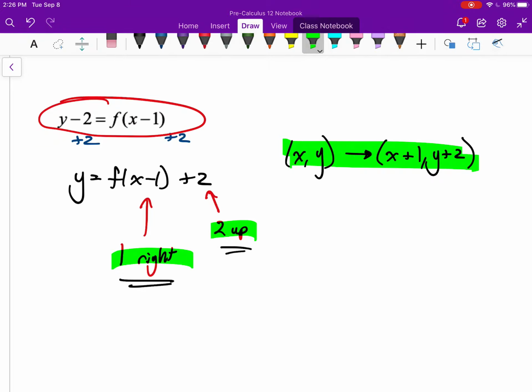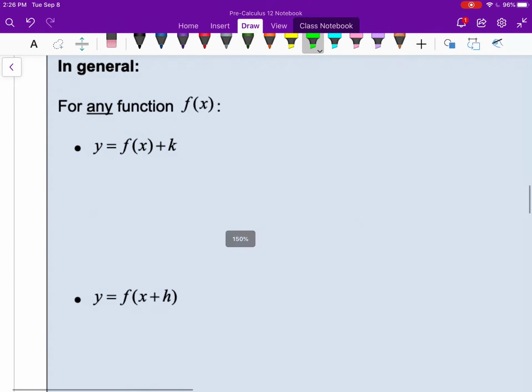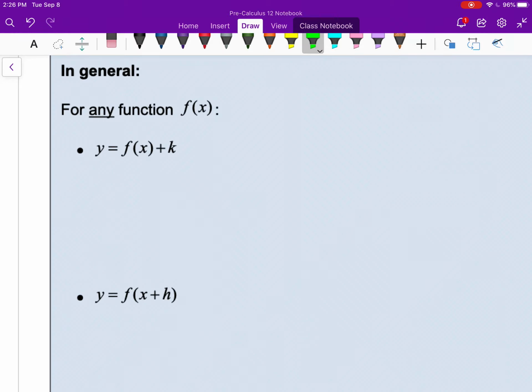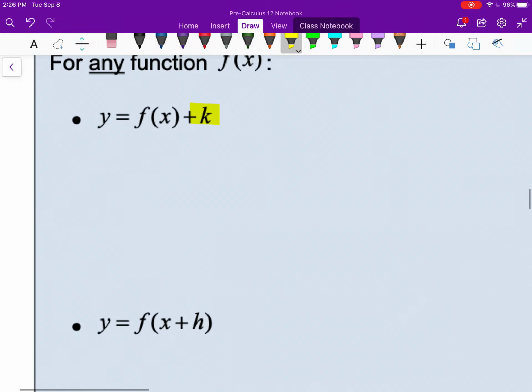All right, so let's generalize and summarize what we have here. For any function f of x, again, really, the only difference between this and what you did in quadratics is that in quadratics, you may have thought that everything you learned about transformations only worked with parabolas, but now it is the same for any function. And so for any function, if you add a number to it, that represents what we call a vertical translation.